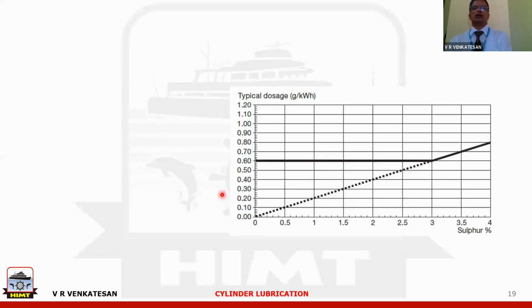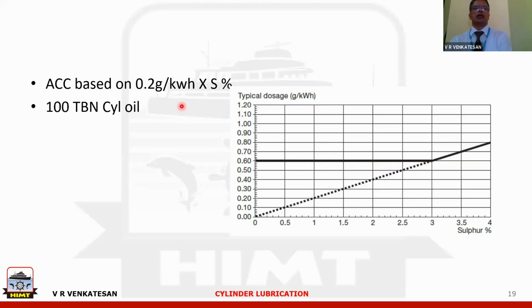So these are the rates which are recommended. If you have a 100 TBN cylinder oil, the minimum rate should be this 0.6. So you don't go below 0.6 gram per kilowatt hour. That is the minimum. Then if you're operating on sulfur fuel like this, as the sulfur is more, the rate you can set is 0.2 gram per kilowatt hour.